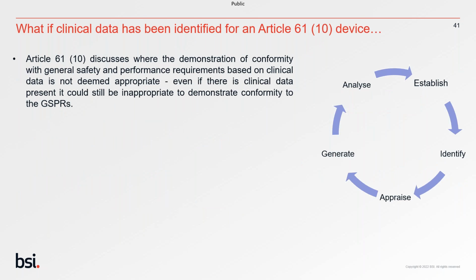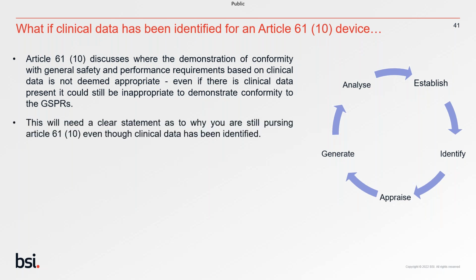What happens if you do identify data? Well, it does happen that an Article 61(10) device goes looking and finds some information. It can still be possible to claim Article 61(10) for these devices, even when there is clinical data out there, because that clinical data may not be sufficient to demonstrate conformity to the GSPRs. So you might think, okay, we'll continue with Article 61(10), but we are aware there is data out there and we have considered this data as part of this assessment.